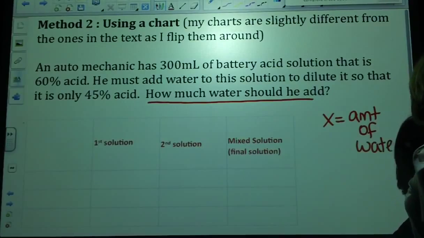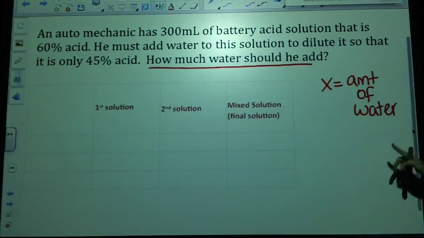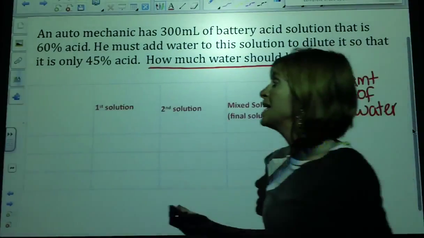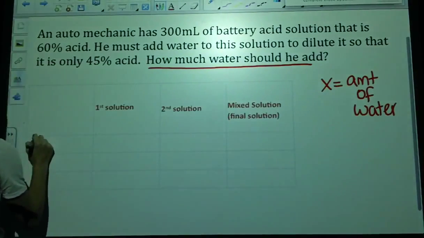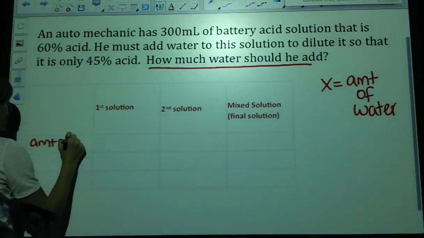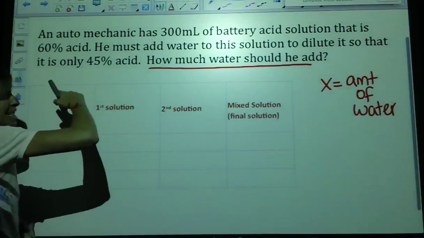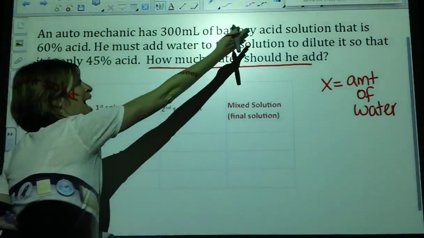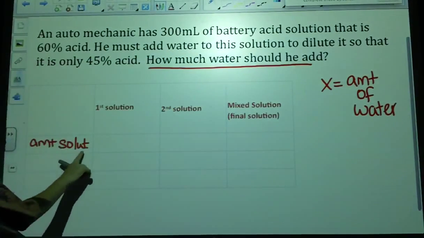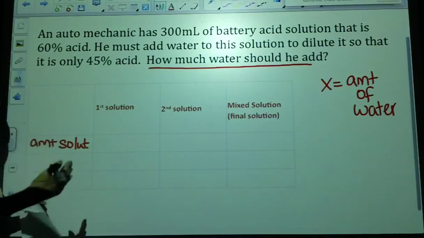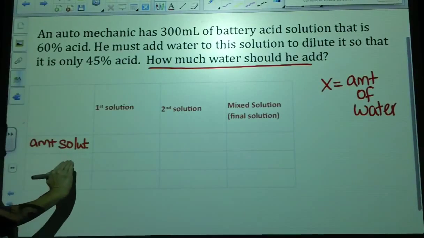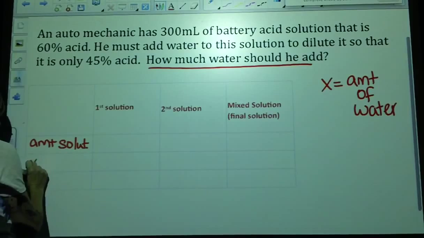Okay, so now we have to think about these solutions. Remember, every solution has two components: the amount of the solution, and that other component. In this case, it's acid because it's an acid solution. So we have the amount of solution, which is the milliliters or the kilograms, and then a percent of acid. So I'm going to put percent acid.